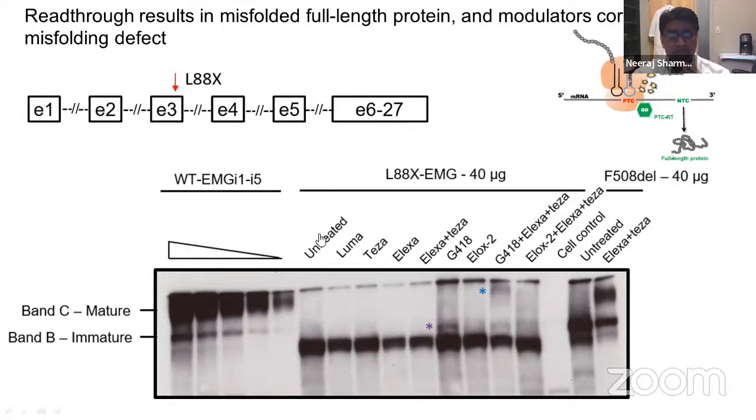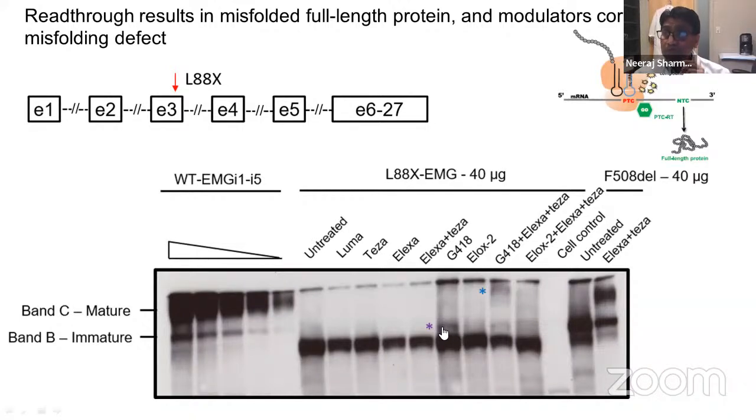But what is interesting here are 2 points I'm trying to convey in this small amount of time. When these are untreated, you see this protein being made. When you add these correctors, Lumacaftor, Tezacaftor, Elexacaftor, or combination, virtually nothing happens. What is interesting is when you use the read-through drug G418 or ELX-02, you start to see a protein band that comes up here, shown here as a purple dot. I'm trying to highlight this.